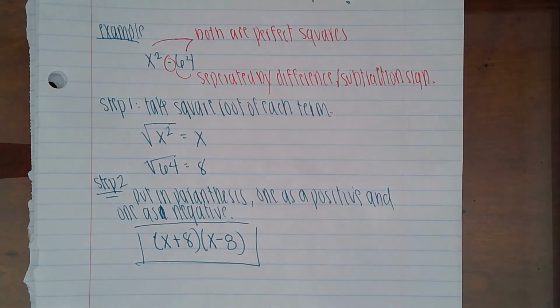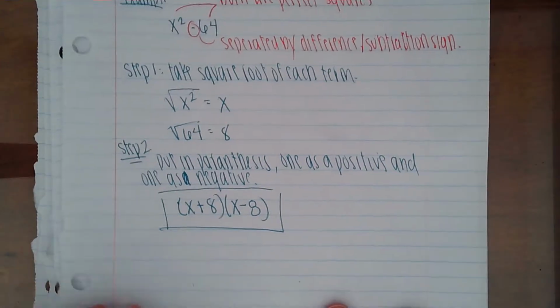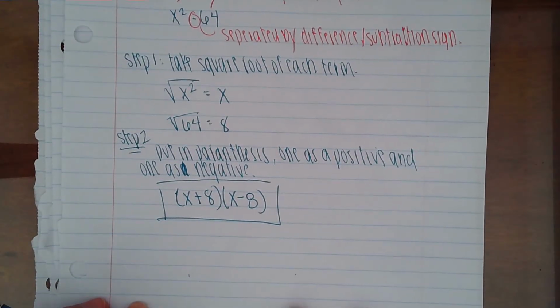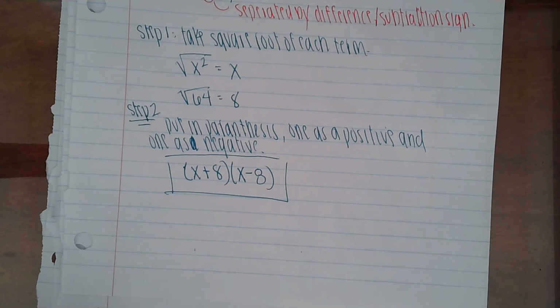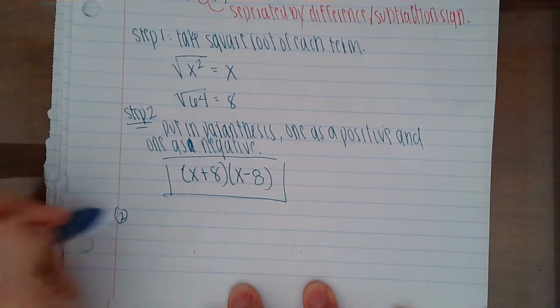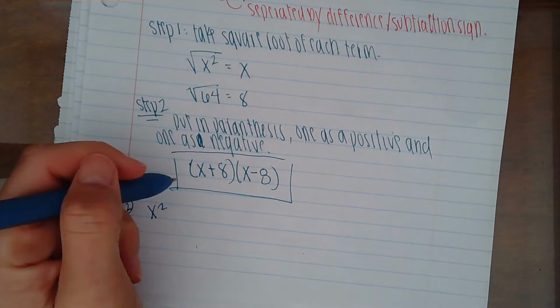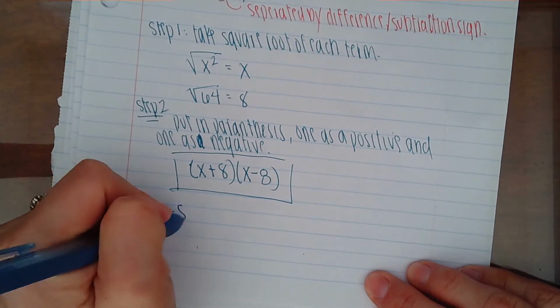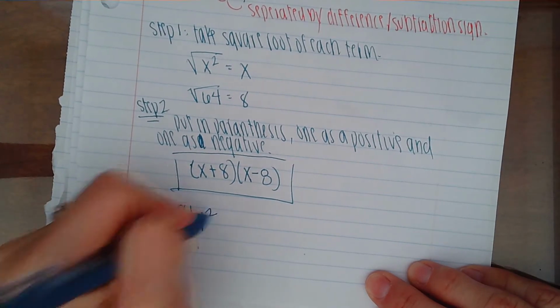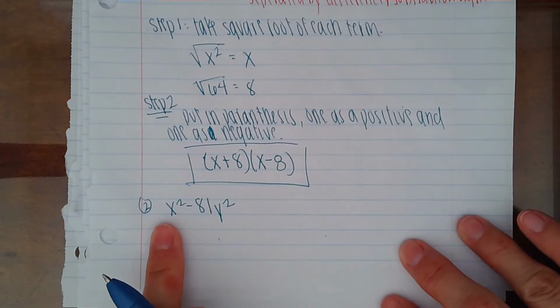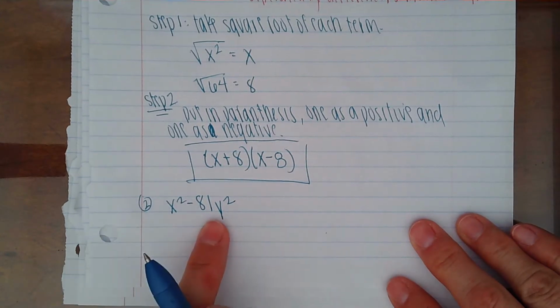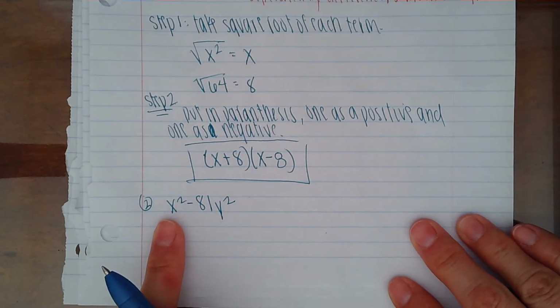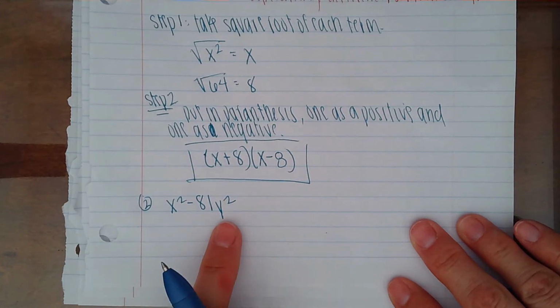Of course, I want to go ahead and do another example. So here's my second example. I have x squared minus 81y squared. Well, don't panic because there are different variables. You're still going to do the same thing. You see that x squared is a perfect square, x times x, and 81 is a perfect square, and y squared is a perfect square.